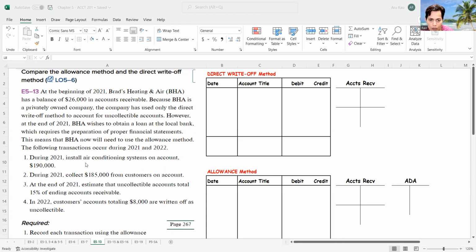During 2021, we installed air conditioning systems for $190,000. During the same year, we collected $185,000 from receivables on account. Remember, we had that 26 plus this 190. Of that, we have collected 185. At the end of the year, we estimate the uncollectible account to be 15% of ending accounts receivable. In 2022, the customer's accounts totaling $8,000 is written off as uncollectible.